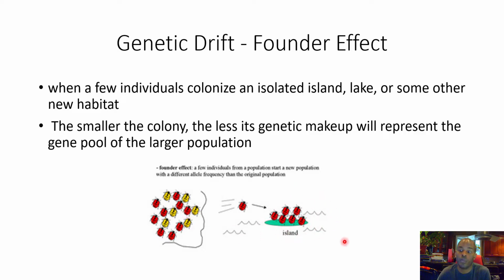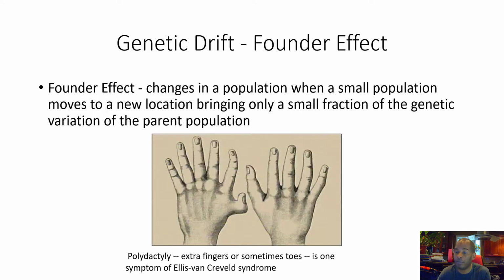So when you take a look at some of these founding populations, you will see some really interesting genetic problems. Extra fingers, certain diseases. Jacob Creutzfeldt's disease is another common one that happens. So these things are due to the founder effect, which is a specific genetic drift.